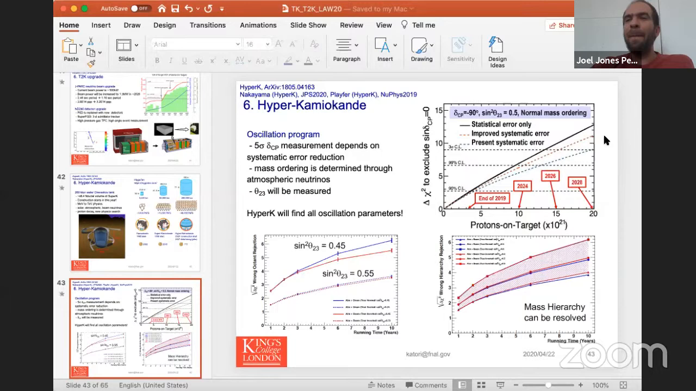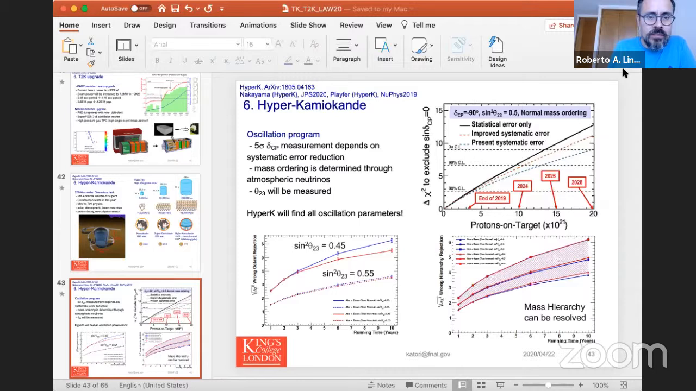Teppei, first of all, very nice talk. I like it a lot. But I wanted to ask you, what is the capability of Hyper-Kamiokande to detect or to get some constraints on neutrinos coming from dark matter annihilation or dark matter decay?